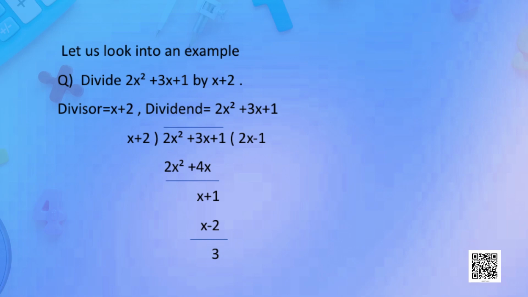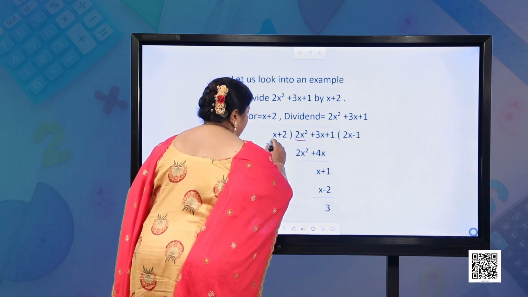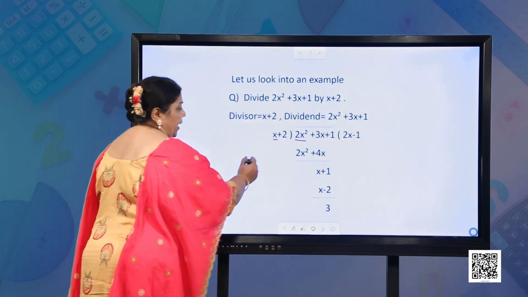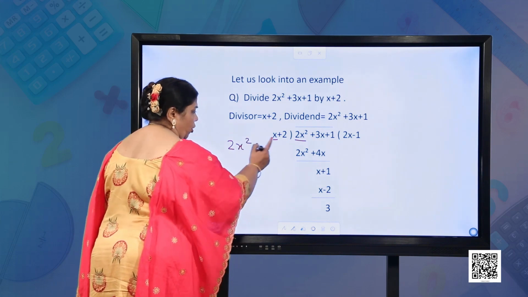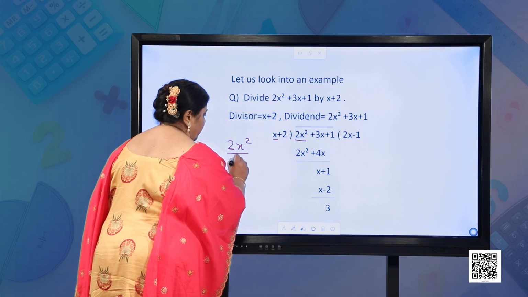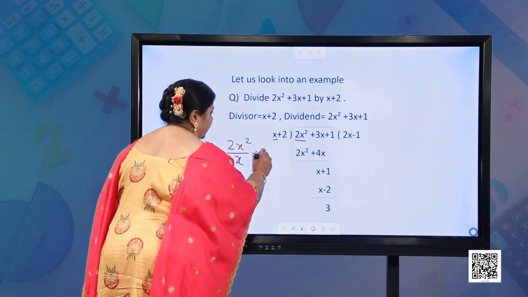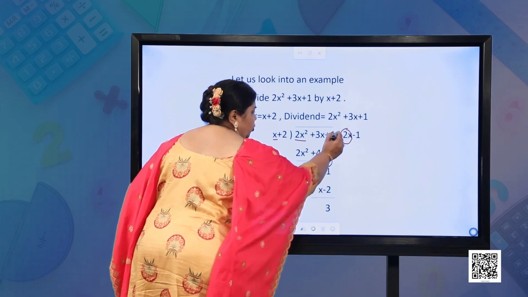Let us look into an example to understand this. Divide 2x square plus 3x plus 1 by x plus 2. Look, how do we divide? We have 2x square and divisor is x plus 2. So, in order to find out with what we have to multiply, let us divide 2x square by x. What do we get? 2x. So, I need to multiply with 2x.